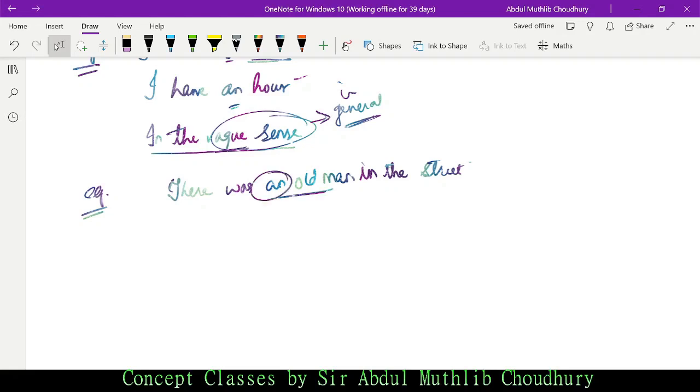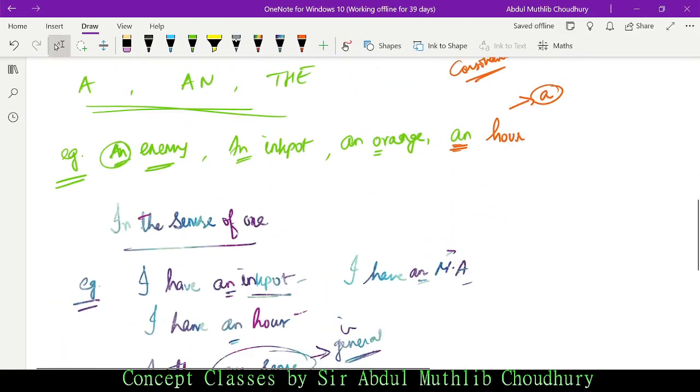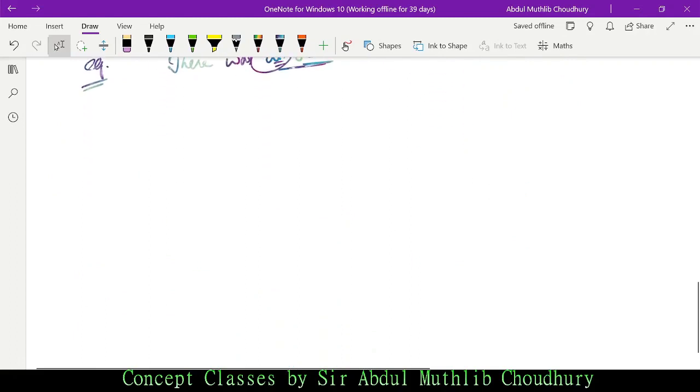So that is when we can use an. Whenever you use a word which is in general and which has a vowel sound, you can use an, with what kind of noun? It should be a singular noun. Old man is a singular noun. Now moving ahead, we have learned about an. Now we shall move on to the.